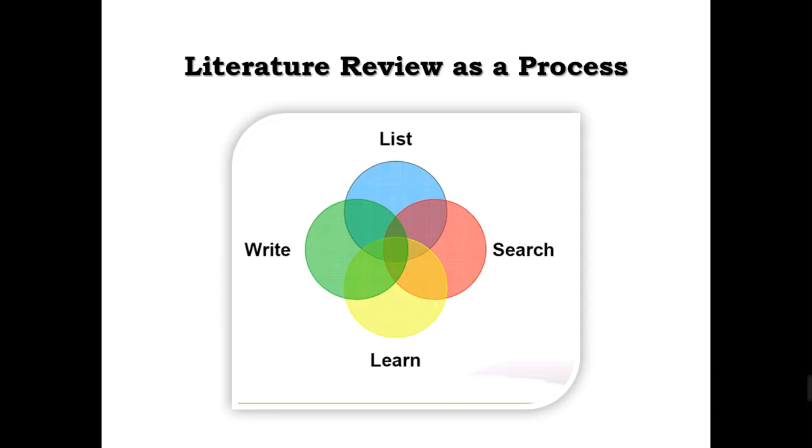So coming to the process of literature review, you have to first of all search and learn what is there, and write, and finally list out everything. You can do it like this also: search, list out, completely learn the concept and what things have been done, and write it in your notebook. This may also be possible.